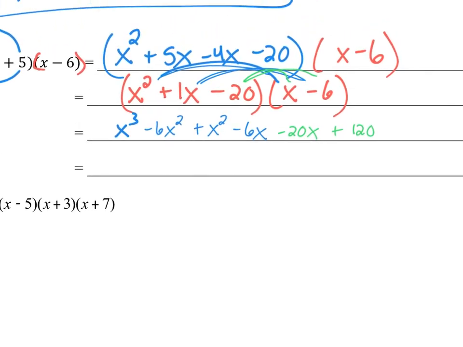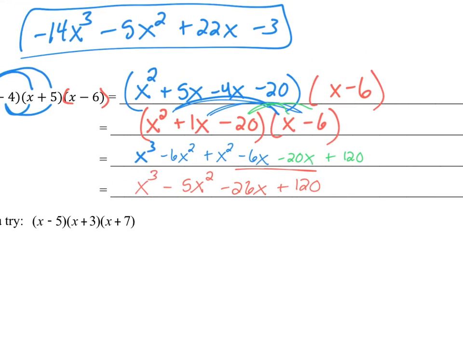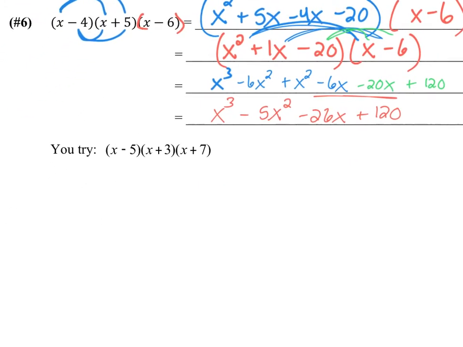So we distribute those 2 parentheses now, and then we combine like terms. So we have x to the third. Negative 6x squared plus x squared is negative 5x squared. Negative 6x minus 20x is negative 26x. Then we have a positive 120. So we end up with x to the third minus 5x squared minus 26x plus 120. And that is our final answer. And we're going to show one more like this.